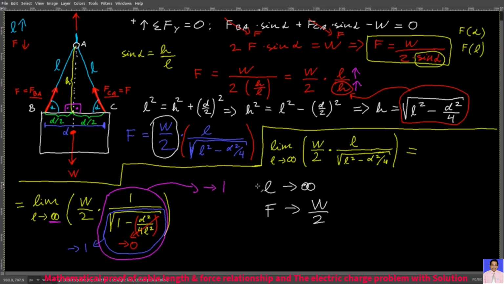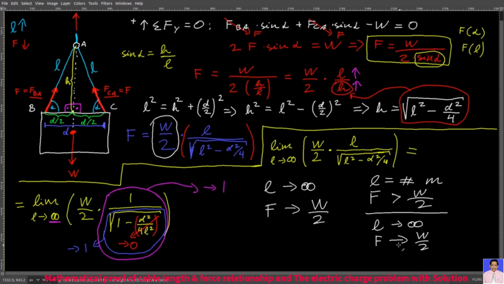And that's how you mathematically prove that as L goes to infinity, as L increases, your force decreases. When your L has some kind of value, let's say a random number of meters, then your F is greater than W over 2. But the greater your L becomes, the closer you get to W over 2, which means that your force would decrease.